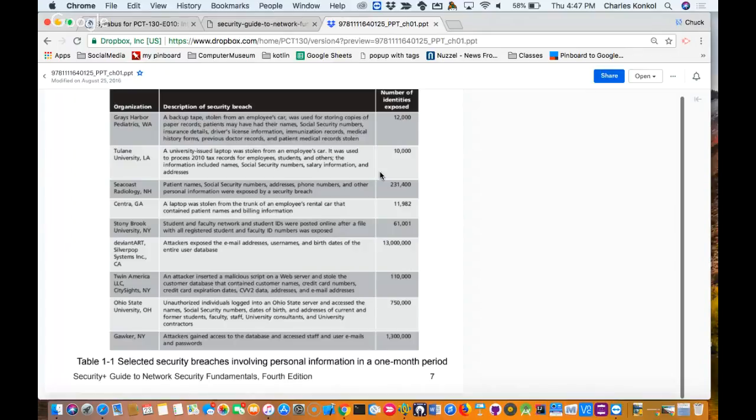12,000 employees' identities were exposed. Going on down to the third one, Seacoast Radiology: patient names, social security numbers, addresses, phone numbers, and other personal information were exposed by a security breach, 231,000. A few more down, DeviantArt, Silver Pop Systems in California. Attackers exposed their email addresses, usernames, and dates of the entire user database, 13 million people.